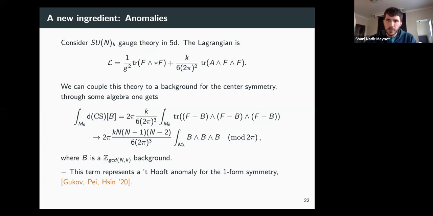This is not a Toft anomaly anymore once you gauge the one-form symmetry, it's a gauge anomaly, so your theory is completely broken. And this is an interesting fact that pops up in 5D, and this is an interesting fact that is indeed captured by the linking number of branes.